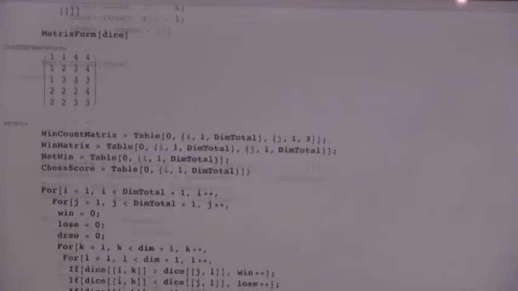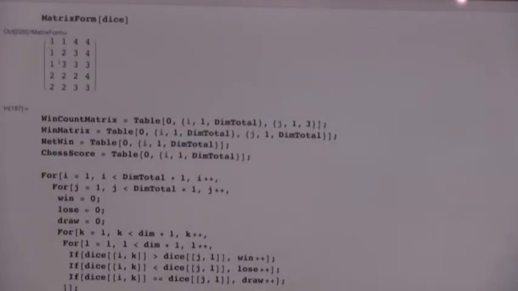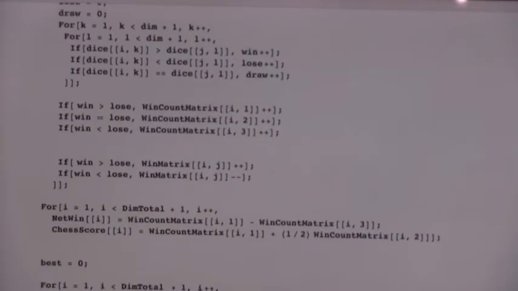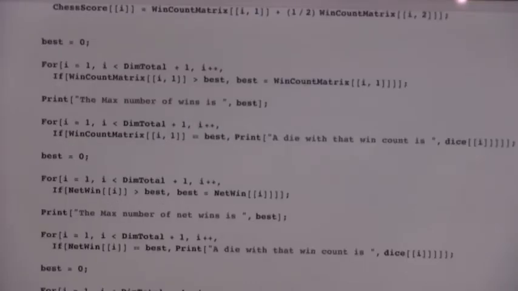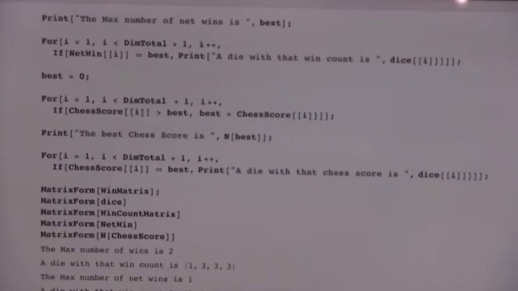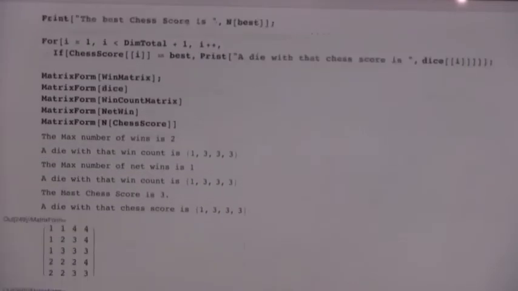Now I write down what those dice are, and they are 1, 1, 4, 4. Is that on screen? Barely. Okay, sorry. They are 1, 1, 4, 4, and 1, 2, 3, 4. Yep, like we thought. Then I do the battles, where I just count who's winning, who's losing, who's drawing, and then I see which dice are better than which. And then I output some statistics.